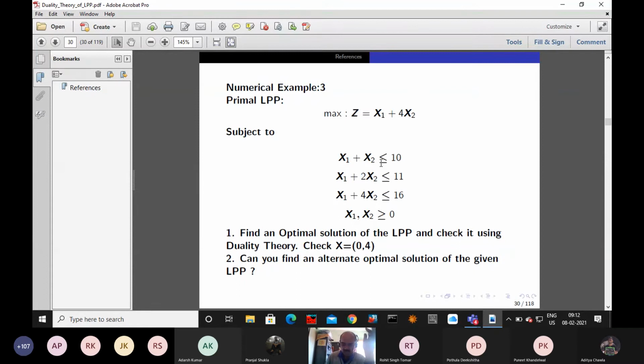With respect to this problem, we will formulate the dual. After formulating the dual, we'll try to solve. Then, will you try this example 2? Please try.